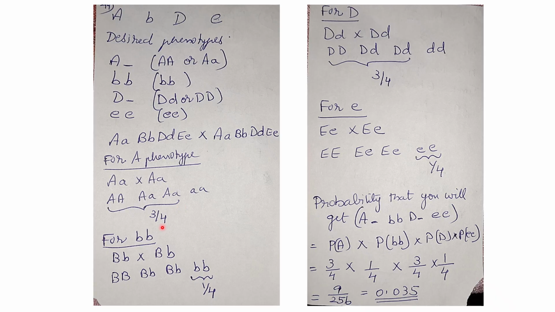So 3 by 4. What will be the probability for the phenotype small b? It is crossing capital B small b with capital B small b. So you will get 1 by 4 offspring. Similarly for D and E, you will get 3 by 4, 1 by 4. Now multiply all the probabilities so that you will get this combination. So that will be 0.035.